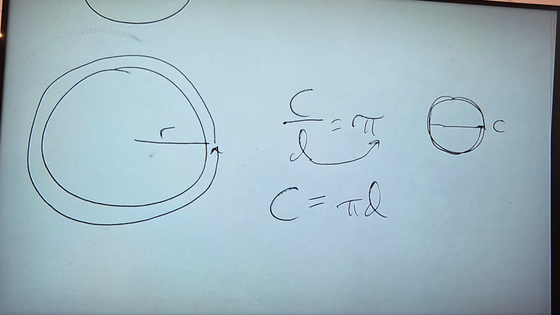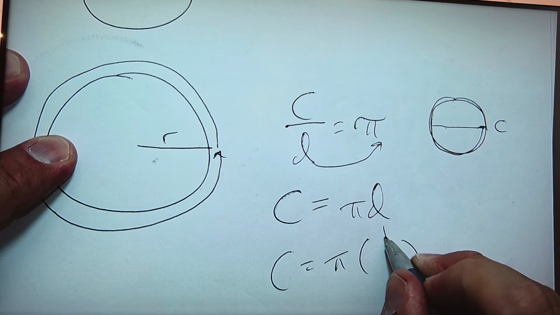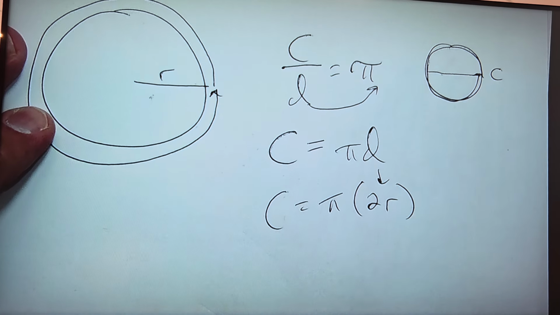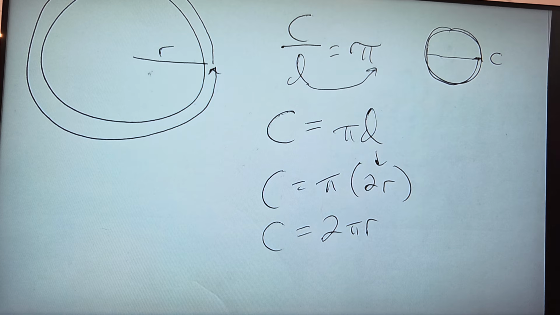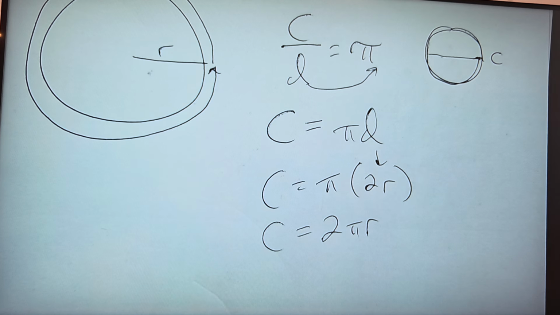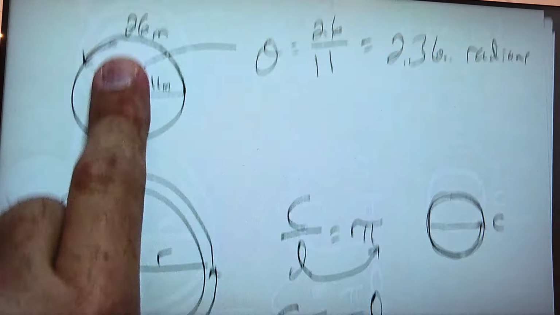Now, I want things in terms of radius. What's the diameter in terms of the radius? Yes, diameter is twice the radius because it goes all the way across instead of stopping in the middle. So if I replace d with 2 radiuses, then I'm at 2 pi r. Okay. Is everybody with me? If I went all the way around this circle, how far would I go? 2 pi r. Beautiful.